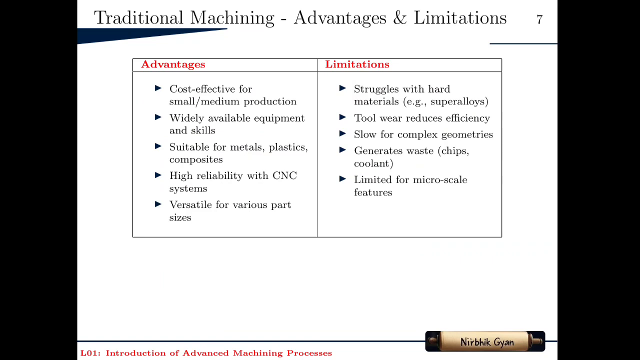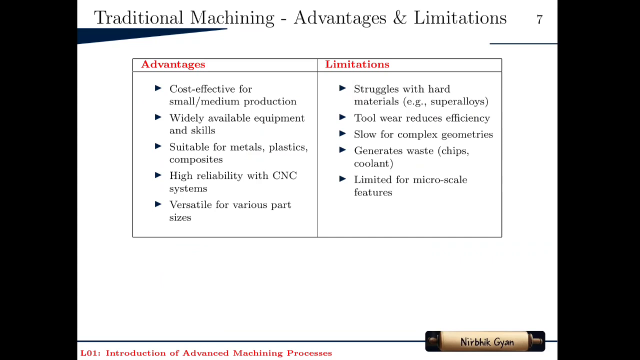Advantages and limitations of the traditional machining process. It is cost effective for small and medium production, with widely available equipment and skills, suitable for metals, plastics, composites, high reliability with CNC, computer numerical control systems, and versatile for various part sizes. Limitations are listed here, like it struggles with hard materials. Some of the super alloys, also called difficult to cut materials, are very difficult to cut using the traditional machining process.